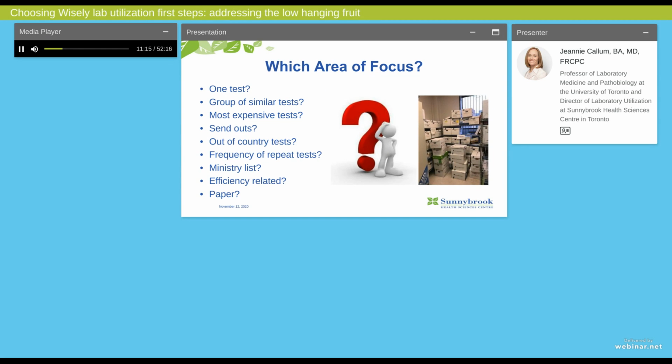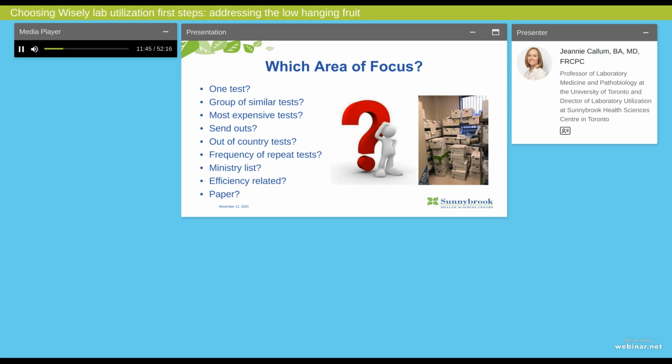Okay, and so at the end of that, you have to think, okay, where am I going to start? Are you going to start with just one test and really focus on one test? Or are you going to look at a group of tests? Are you going to look at the most expensive test because that's going to make your VP of Finance super happy? Are you going to look at send-outs? They tend to cost us a lot of money, and there's a lot more logistics of sending out samples. For us in Canada, we also have out-of-country tests. They cost us a lot of money, and it's even expensive just to ship the sample.